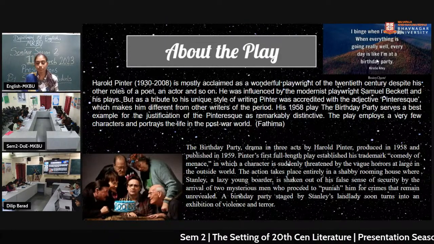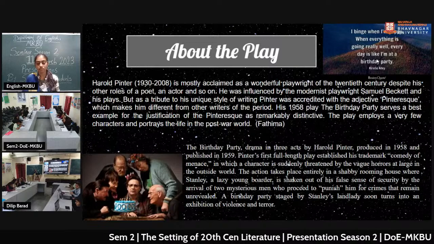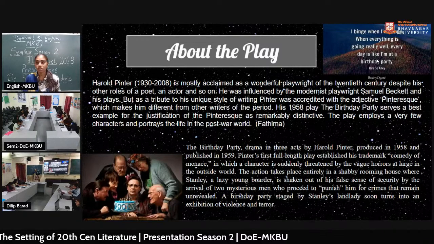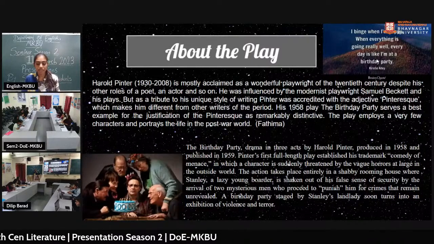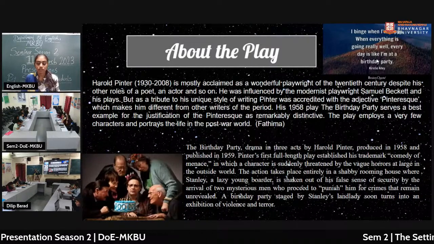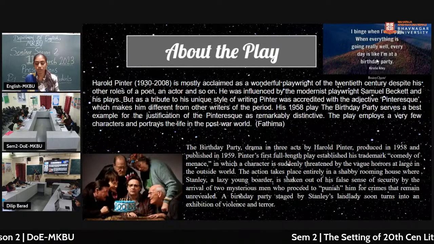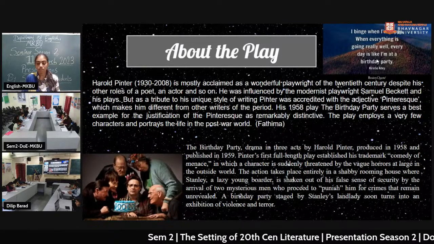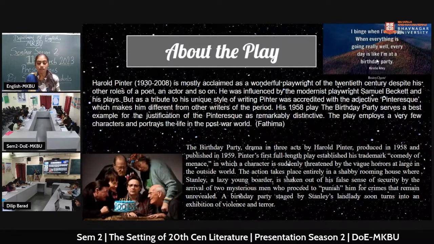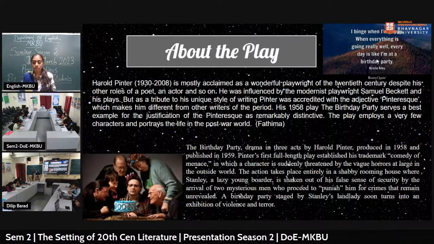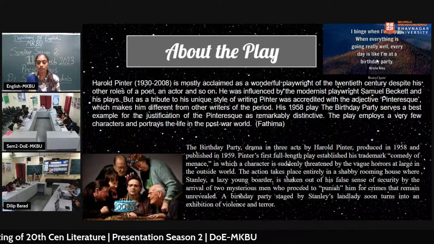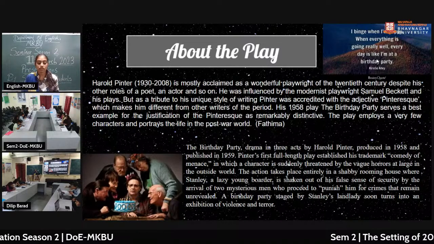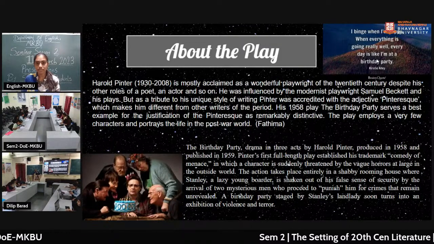The action takes place entirely in the shabby rooming house where Stanley, who is the protagonist of the play and a lazy young boarder, is shaken out of his false sense of security by unrevealed threats. A birthday party staged by Stanley's landlady soon turns into an exhibition of violence and terror.